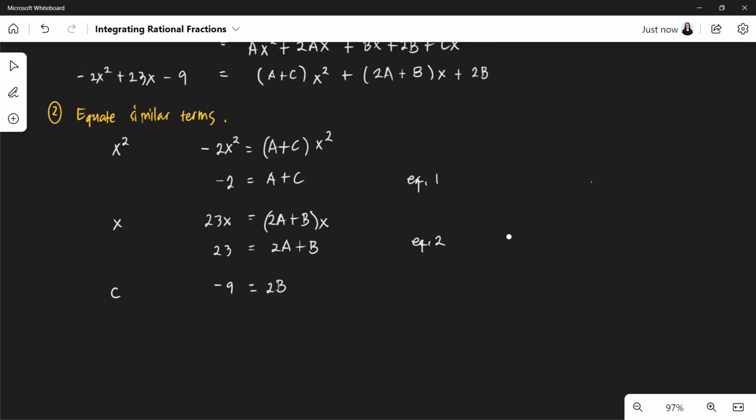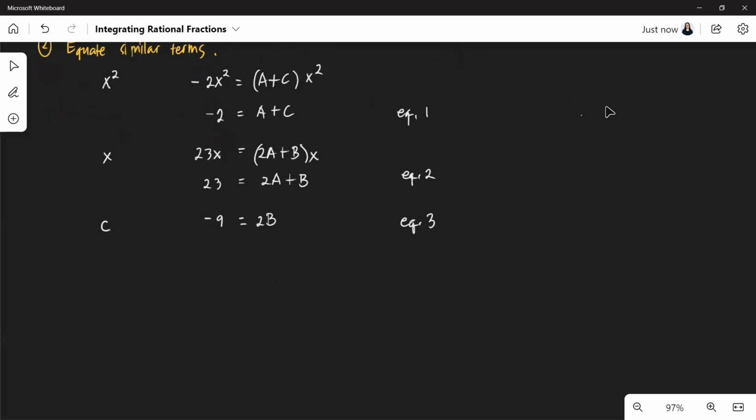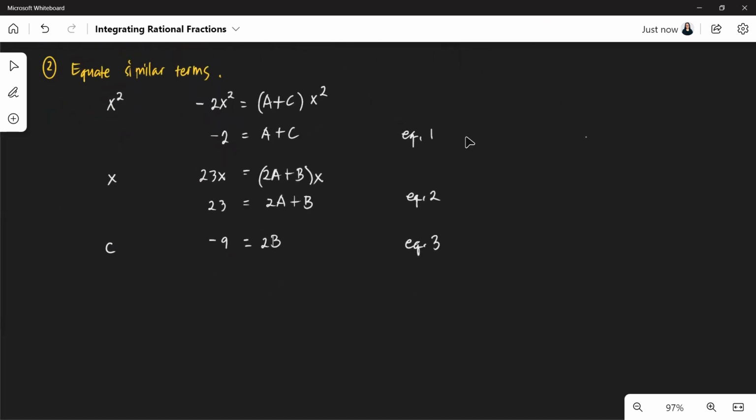For this one, there's a constant term on the right side. Just in case on the left side there's no constant term, you can still make an equation wherein the left side is 0. But for this one, it's negative 9 equals 2b. So we have an equation for b. Since there's no other unknown here, we can right away solve for b. So b is equal to negative 9 over 2.